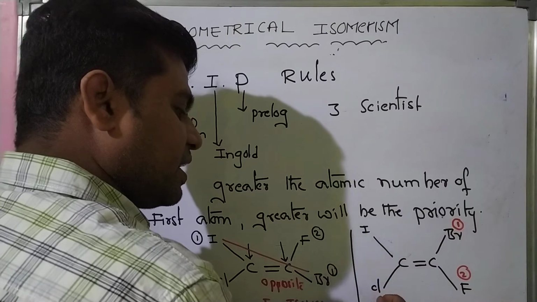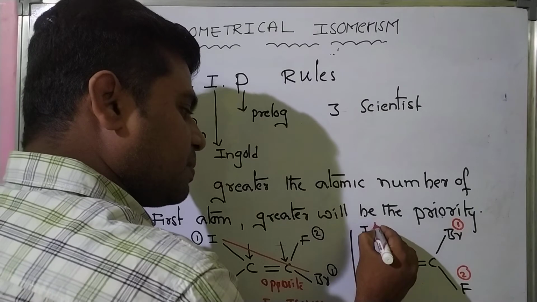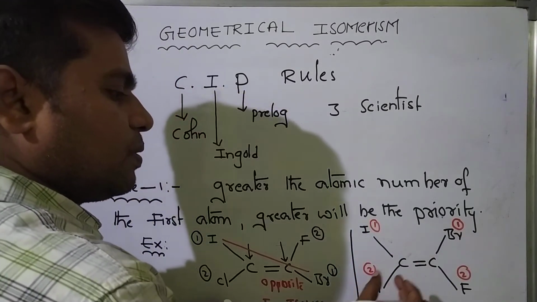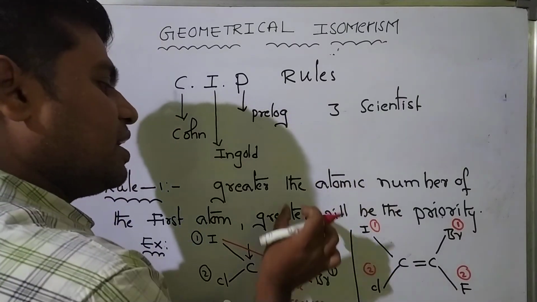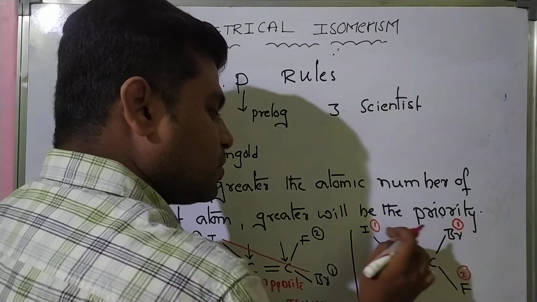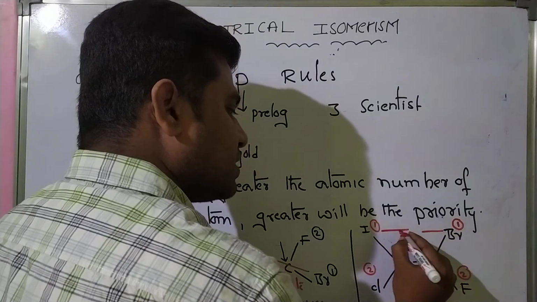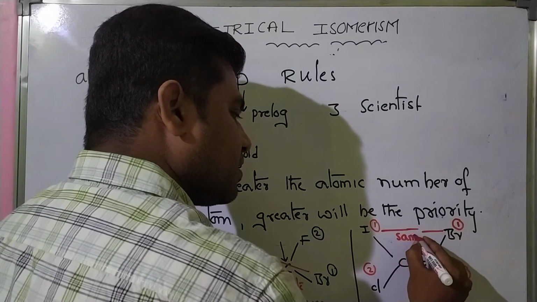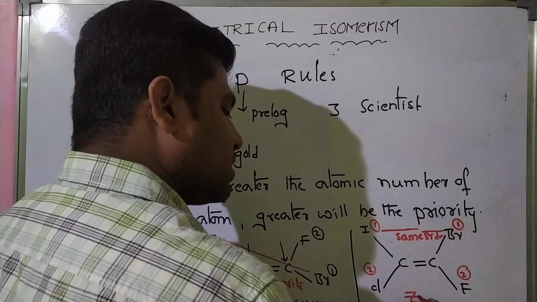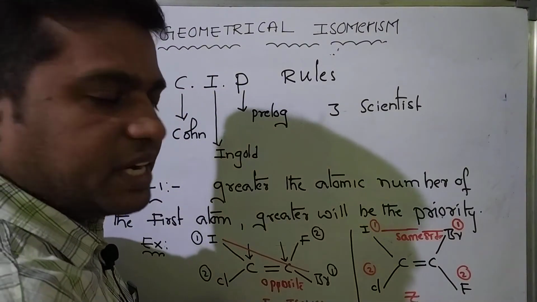Now come to this carbon. Now assign the priorities of these two atoms on this carbon. So this is first priority atom, this is second priority. Now come to this and apply the rule. Here the first priority groups, iodine and bromine, are present on the same side. So this is Z isomer. Z means zusammen. Zusammen means together, means same side.